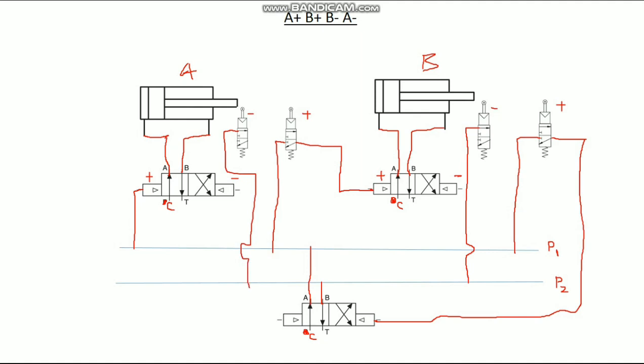And also the first operation from group 2, that is B minus, will be given like this. So B cylinder retracts. At the end of retraction, this connection must be given to the A cylinder. So now A cylinder also retracts.